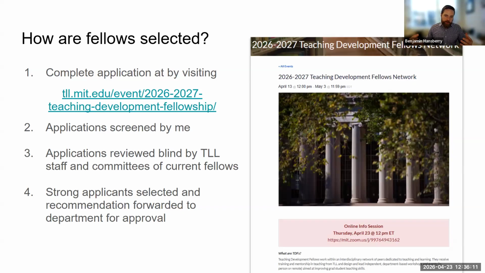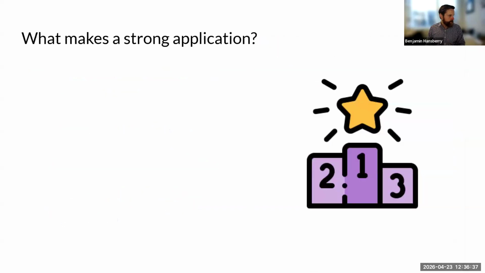So basically, we review the applications, identify the strong candidates, and then propose those to the departments, and then the departments have to get back to us. So this is also kind of a long way of me saying there's usually at least a month of time between the close of applications and when you hear from me about whether or not you've been selected, because a lot of gears have to turn between the close of applications and the confirmation of fellows.